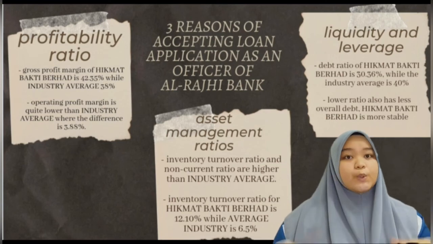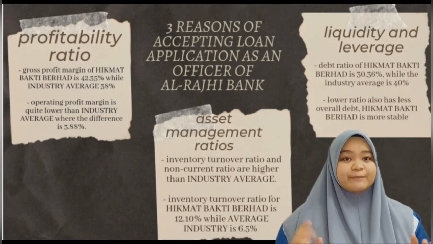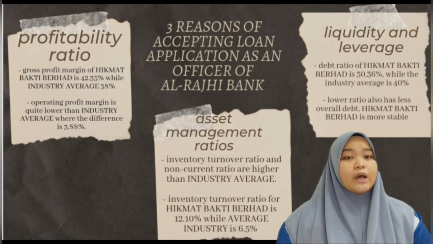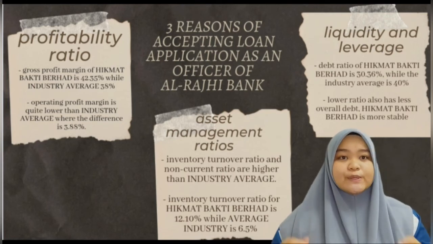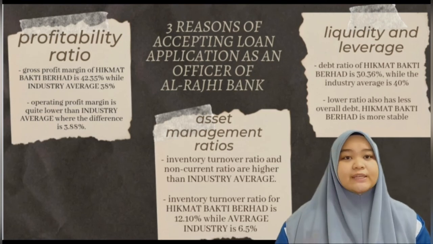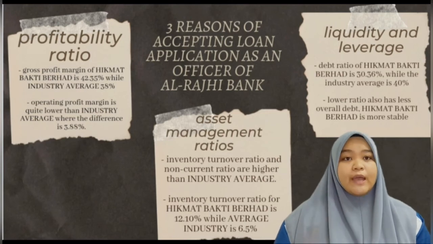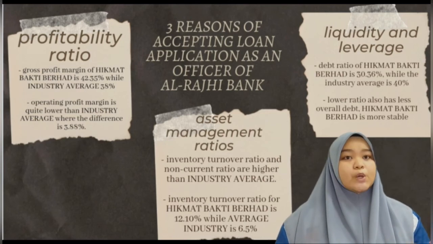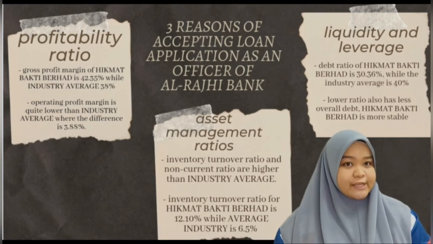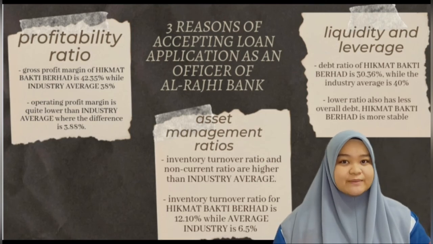For example, the gross profit margin of Hikmat Bakti Berhad is 42.35%, while the industry average is 38%. However, Hikmat Bakti Berhad also needs to find other sources because their operating profit margin is lower than the industry average, where the difference is 3.88%. As a result, since the gross profit margin is higher and the operating profit margin difference is modest, Hikmat Bakti Berhad can run more efficiently than the industry average.